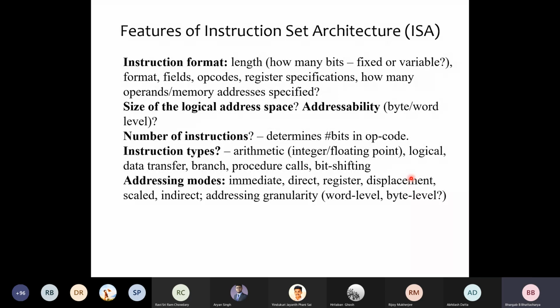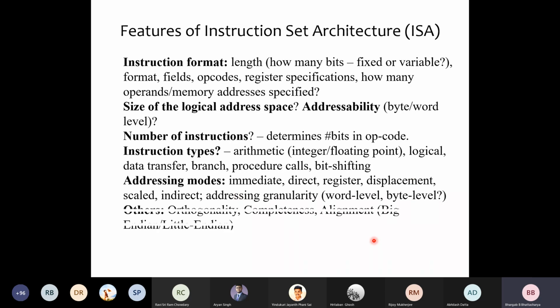How should I designate my addressing mode? There are several addressing modes you would like: immediate, direct, register, displacement, and so on. When you study the MIPS assembly language, you will see different kinds of addressing modes there. So I will not discuss them in detail here.